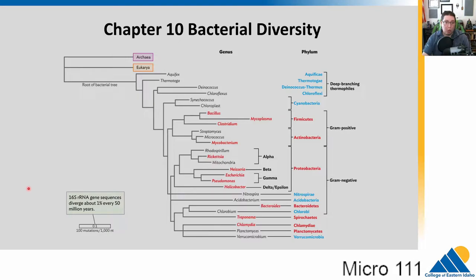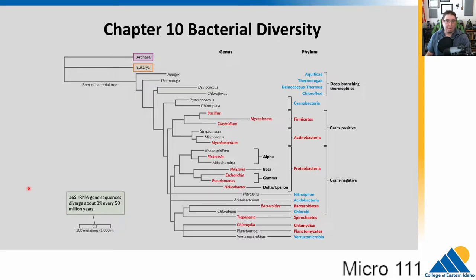So we're going to learn about bacteria in chapter 10. In chapter 11, we will talk about some of the eukaryotic microbes, mainly pathogenic ones that we call parasites, things like Giardia, Toxoplasma, things like this. And then in chapter 12, we will talk about one of my favorite topics, viruses. Viruses are fascinating. But there are so many viruses out there that we're going to focus on a couple of key disease-causing viruses. So in chapter 10, we're going to start with bacterial diversity.